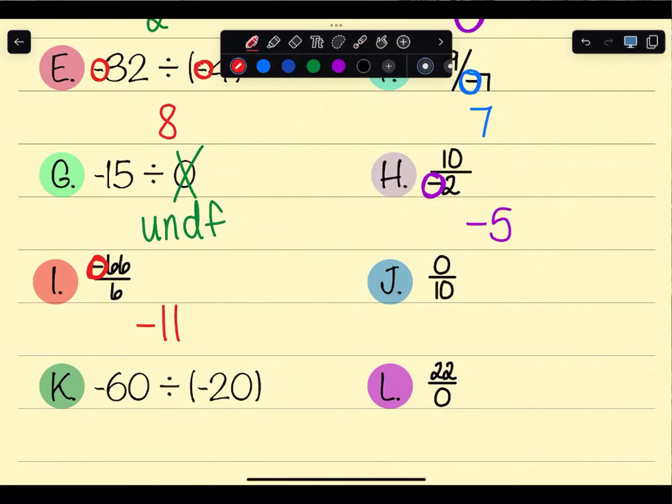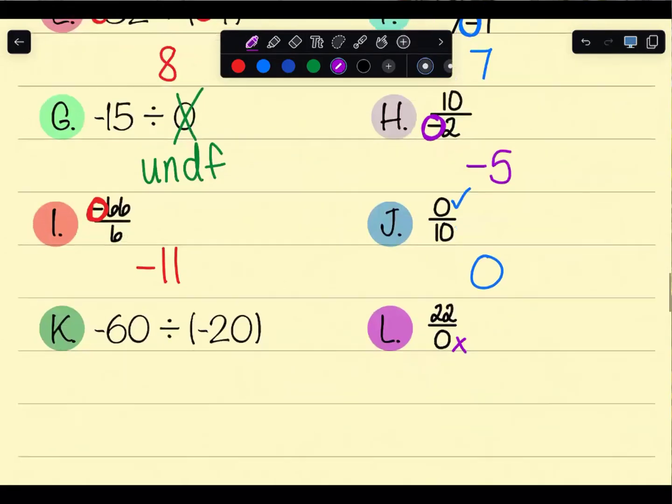J, 0 divided by 10. So those fractions, that just means to divide, right? Those little fraction bars. And 0 divided by 10, we actually just talked about this one. If you have $0 and you split it 10 ways, everybody gets 0. So you can do this one because 0 is the first number. You can't do this one because 0's the bottom number, the second number. You're not allowed to divide by 0.